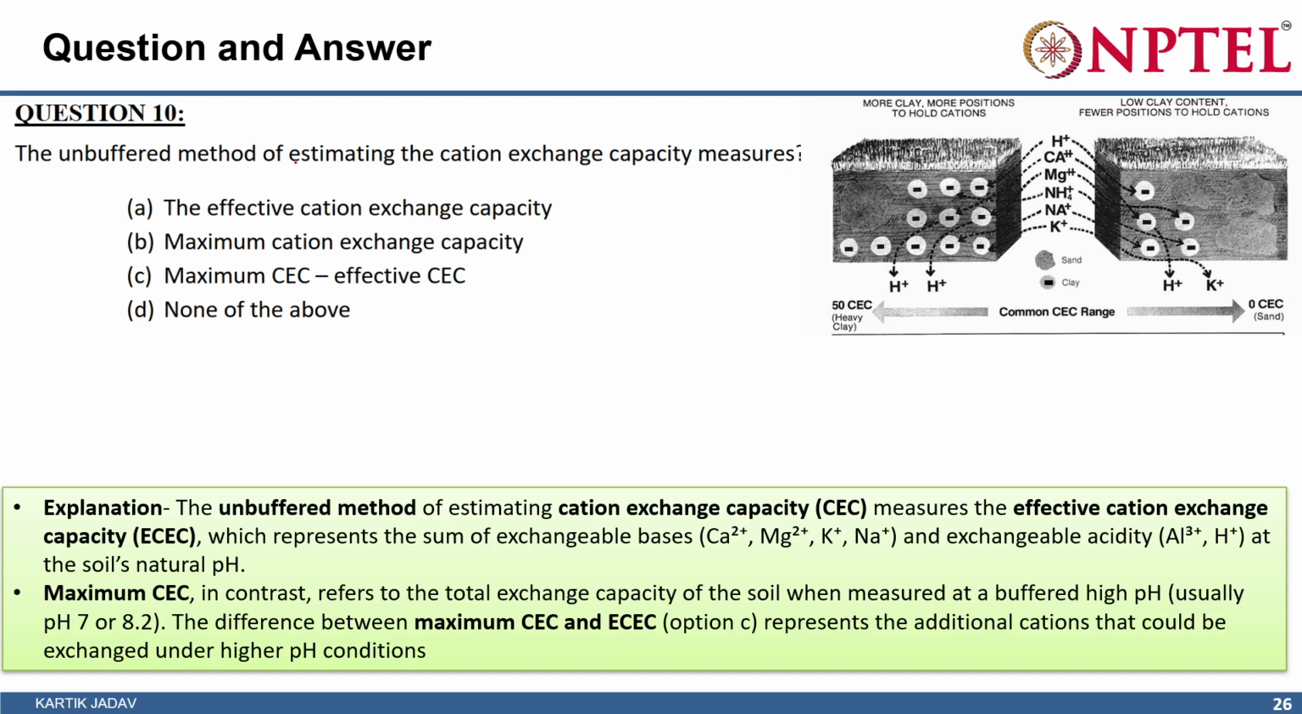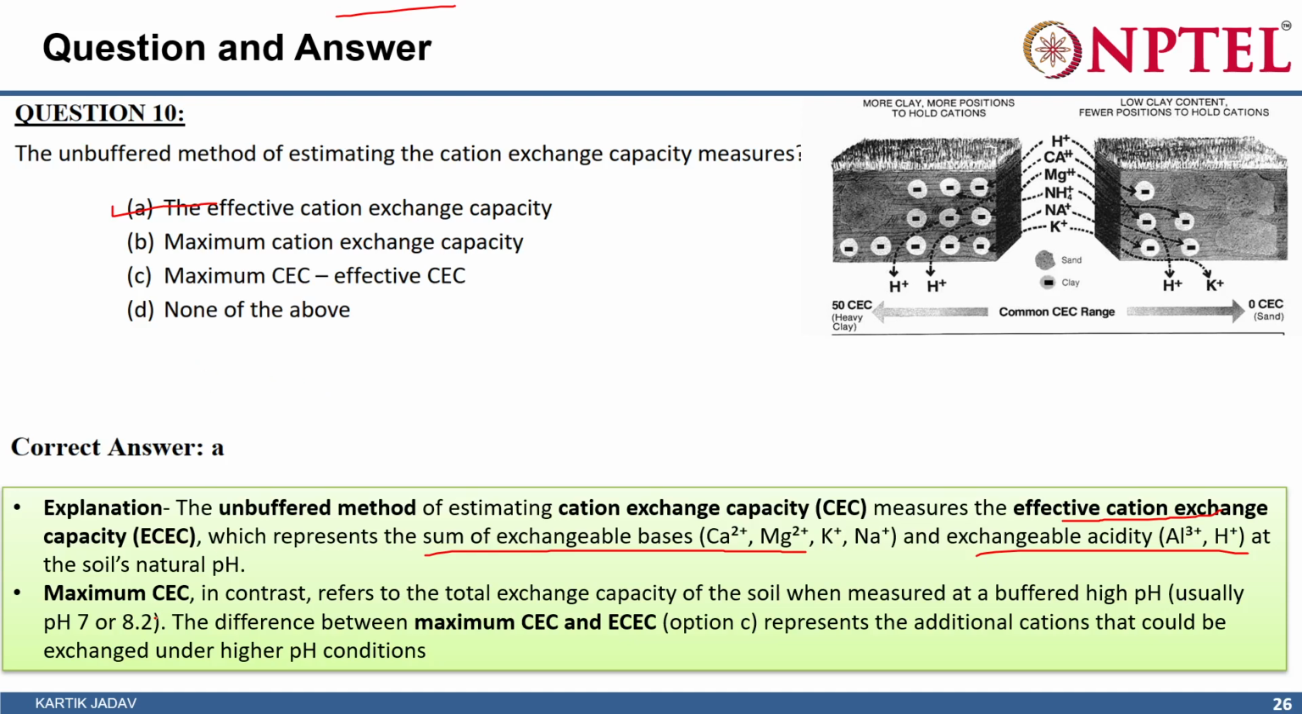Now question number 10. The unbuffered method of estimating the cation exchange capacity measures the effective cation exchange capacity, right? So the correct option is maximum. No, it is effective cation exchange capacity, which represents the sum of exchangeable bases and exchangeable acidity at the soil's natural pH. What are exchangeable bases? Those that are easily exchangeable, like calcium, magnesium, potassium and sodium, while exchangeable acidity is aluminum and hydrogen ions. So the correct answer is option A.